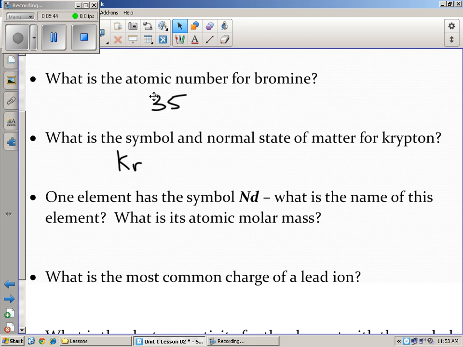All right, so krypton in this particular case, we look over there, it's in red writing, so we'd say it's going to be a gas at room temperature, its normal state of matter. Okay.